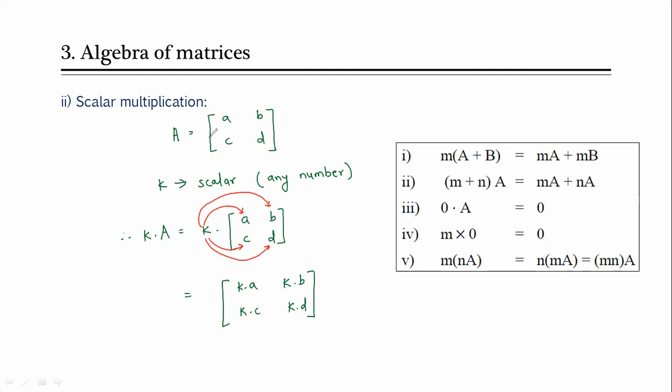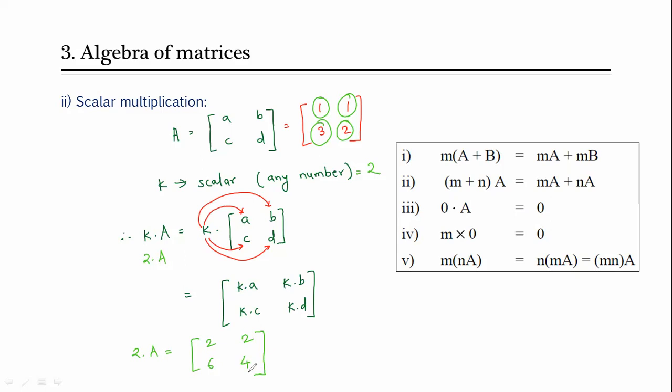suppose matrix A is, let's say, 1, 1, 3, 2. Okay, and let's say this K is equal to 2. So what will be 2 into A? We have to multiply this 2 with all the elements. So 2 into 1, 2, 2 into 1, 2, 2 into 3, 6, 2 into 2, 4. So this will be 2A. Okay, that is the simple concept.